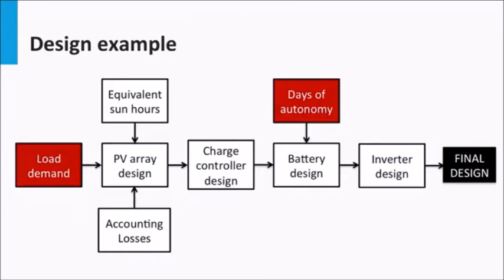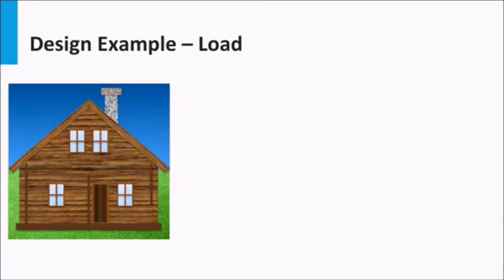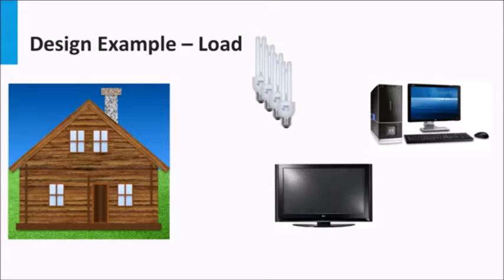Let us first define the load demand that has to be powered with an off-grid PV system. The total days of autonomy required should also be specified. Consider a house that is to be powered independent of the electric grid by means of a standalone PV system.